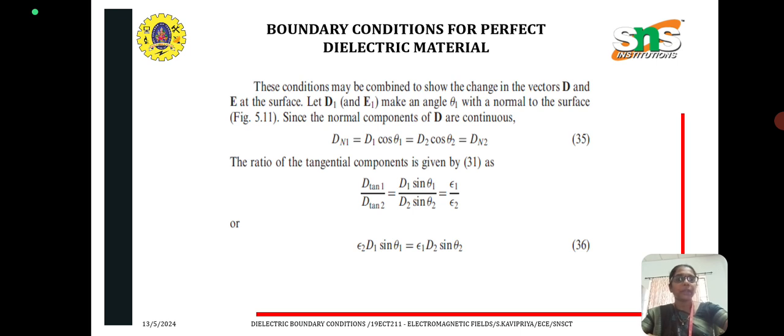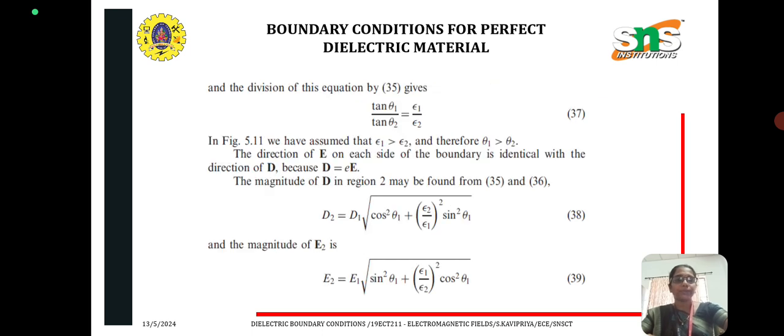The ratio of tangential components is given by D tan 1 divided by D tan 2 is equal to D1 sin theta 1 divided by D2 sin theta 2, which is equal to epsilon 1 by epsilon 2. So epsilon 2 into D1 sin theta 1 will be equal to epsilon 1 into D2 sin theta 2. So the division of the above equations gives tan theta 1 divided by tan theta 2 is equal to epsilon 1 divided by epsilon 2.